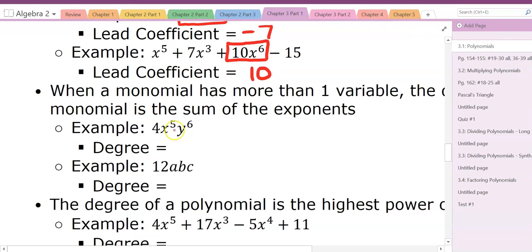So for this one, that says 4x to the 5th, y to the 6th power. I have 2 separate variables. I have an x and I have a y. X is to the 5th, y is to the 6th power. So what I need to do is add my exponents. I need to add 5 plus 6. So my degree is actually going to be 11.